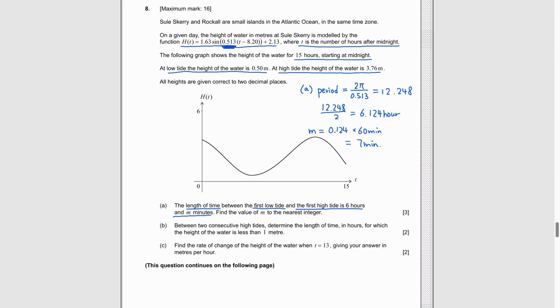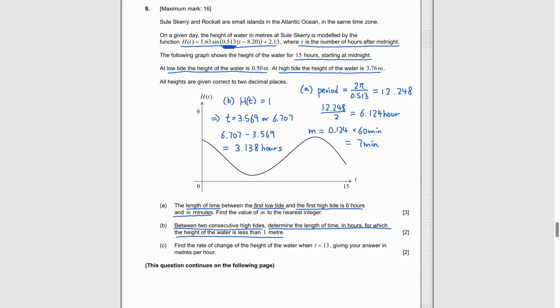For part B, we want to find the length of time between two consecutive highest points where the height is less than 1. We set h equal to 1 and solve the equation. The first two solutions are 3.569 and 6.707. So the answer is simply the difference between these two values.